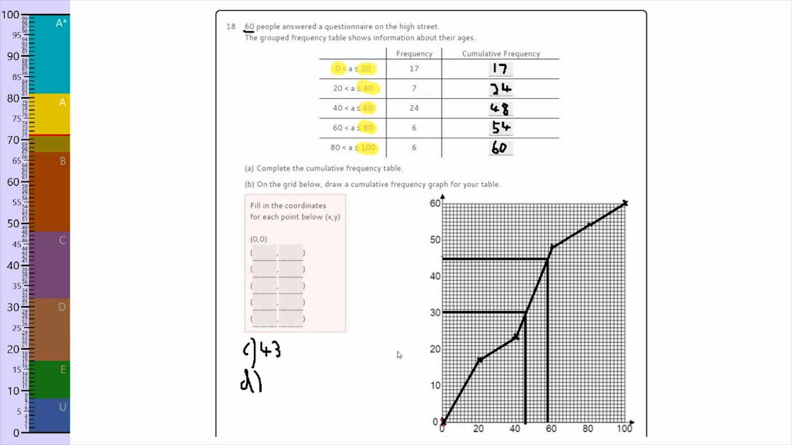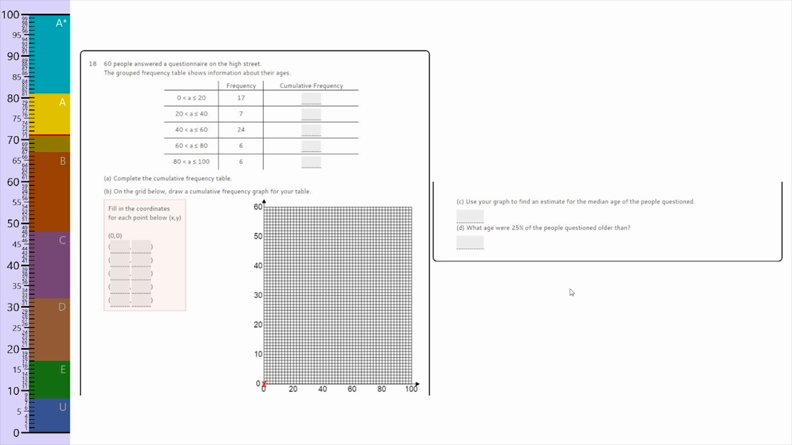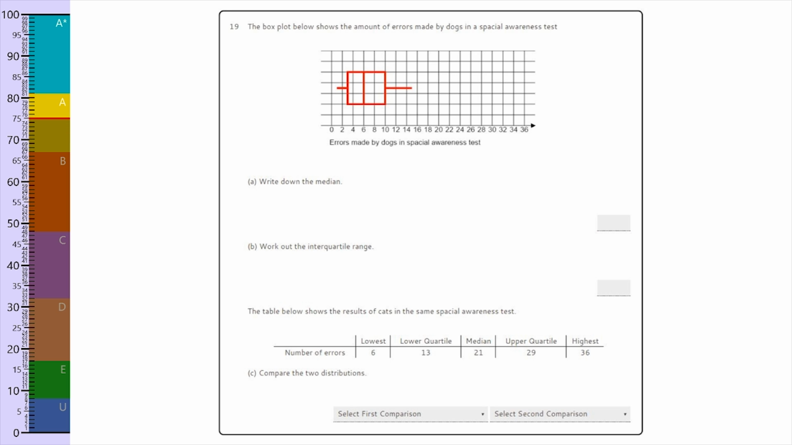So I'm going to write 59 down, but let's just check what the question says. I should have read it when it was up. Stupid. 59. Okay, let's check the question. So the question says, what age were 25% of the people questioned older than? So that is going to be 59. Fantastic. And that was median. Excellent. Let's move on.